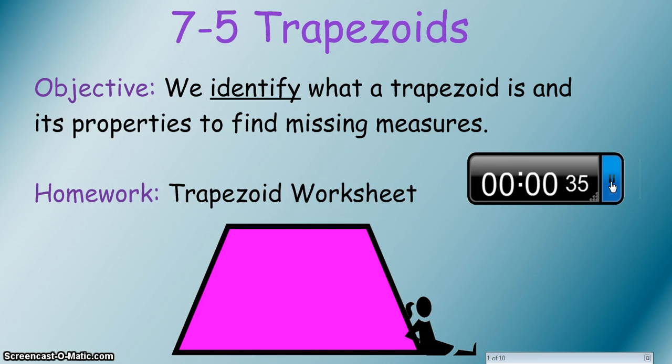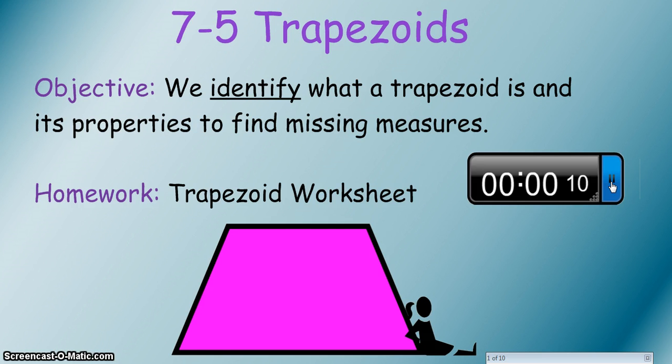I hope that you have your work completed. Remember that this week is progress reports, which means we are halfway through the fourth 6 weeks. Some of you are excited by that. Others of you are kind of dreading it. Remember, grades will come out this week. So once again, our objective is to identify what a trapezoid is and its properties to find missing measures.